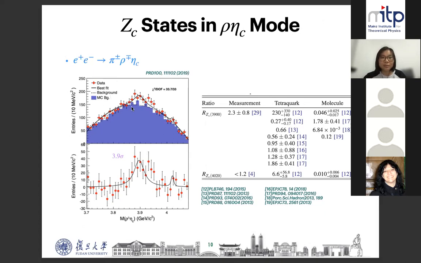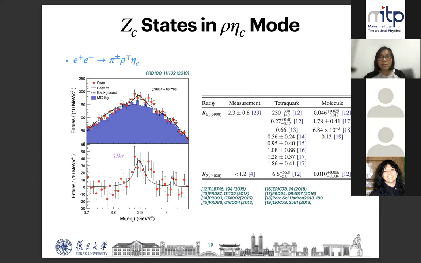Here shows the invariant mass spectrum of rho eta_c at one energy point with an integrated luminosity of 1 inverse femtobarn, and there is evidence of rho eta_c.